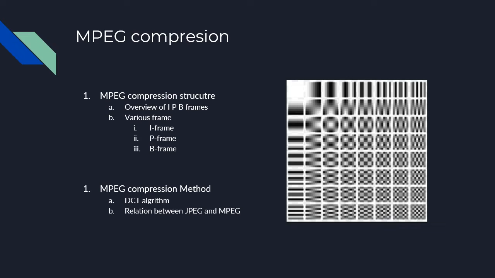The relation between JPEG and MPEG is that they're both using the same idea. So for the later experiment, I will use JPEG to do the experiment, which is much easier and much clearer.